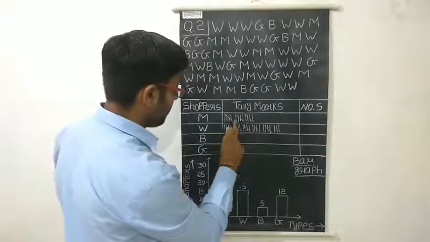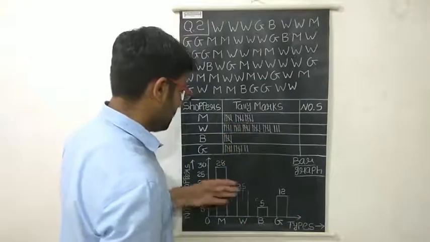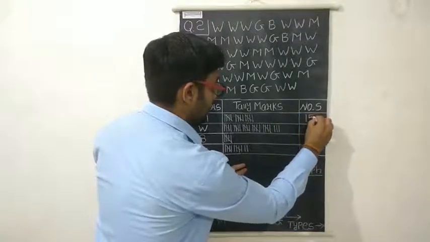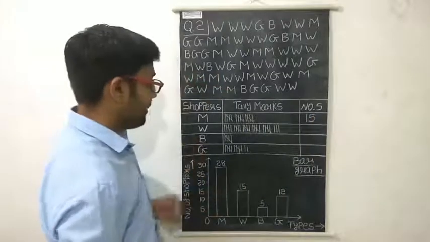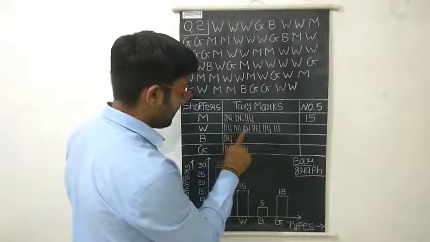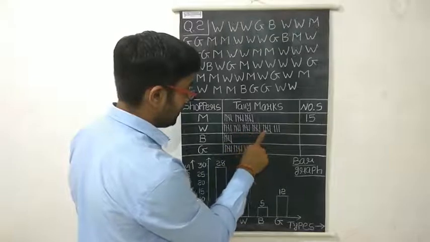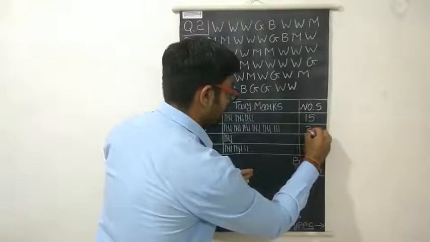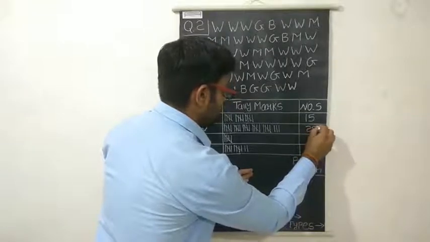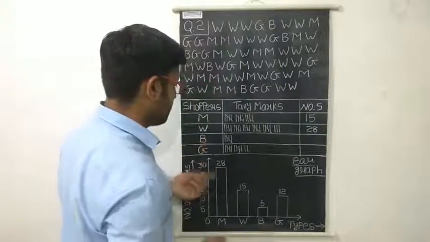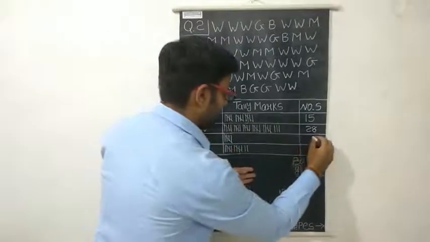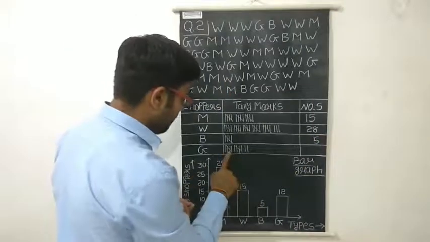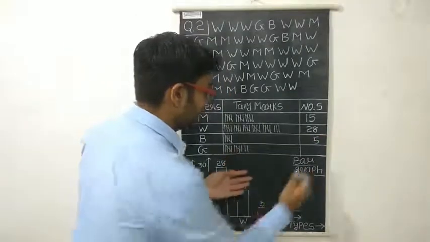Now let us calculate what we get here. This is 5 plus 5 plus 5, so the total data is 50. Now women: 5 plus 5 is 10, plus 5 is 15, plus 5 is 20, 25, and 3 makes 28. Now boys, how many boys? 5. And calculate the number of girls: 5 plus 5 is 10, plus 2, that is 12.